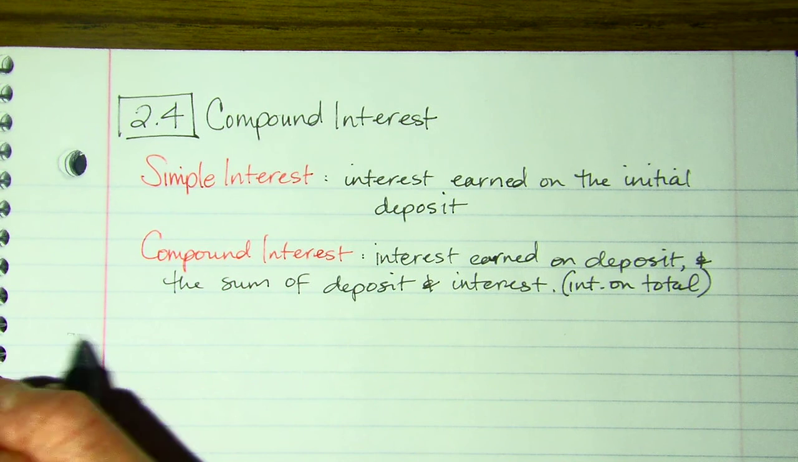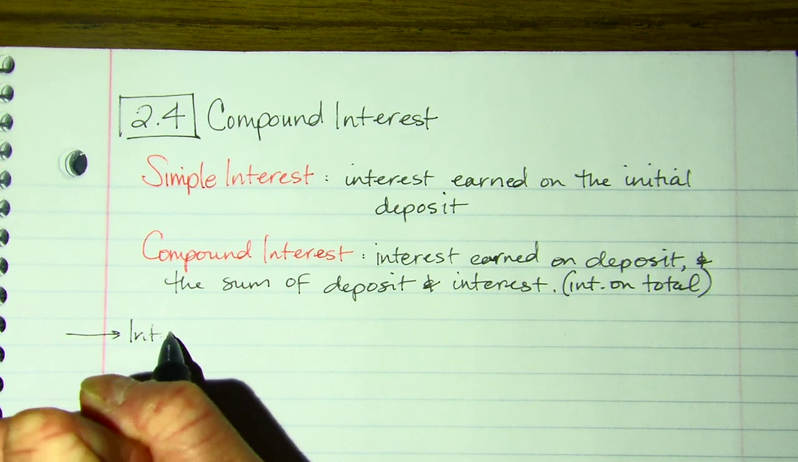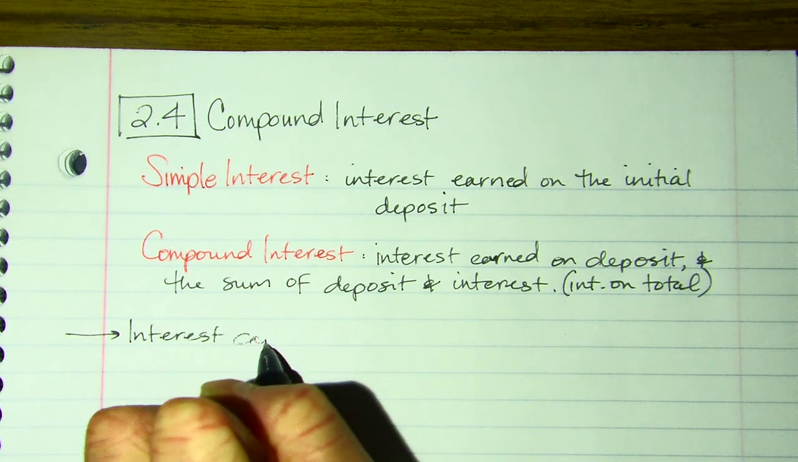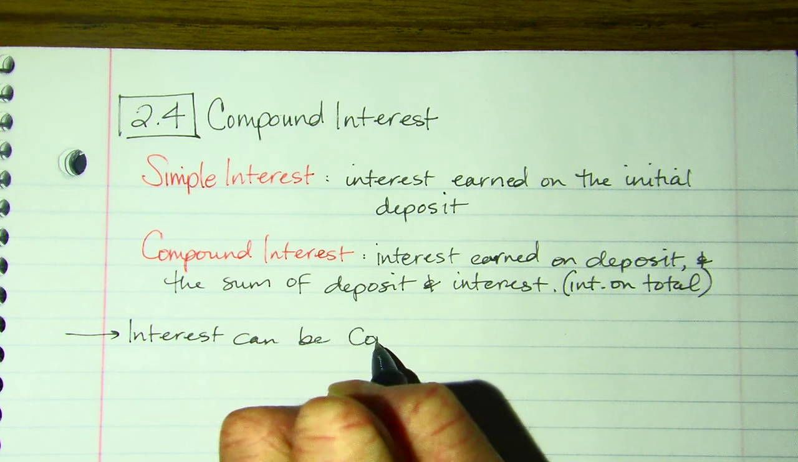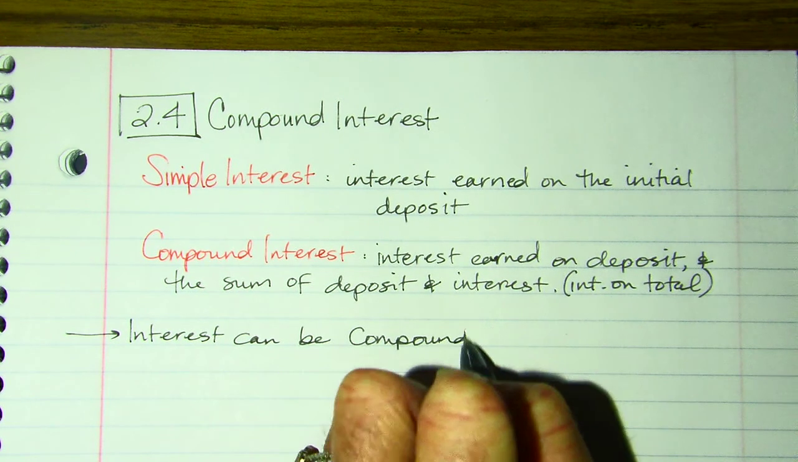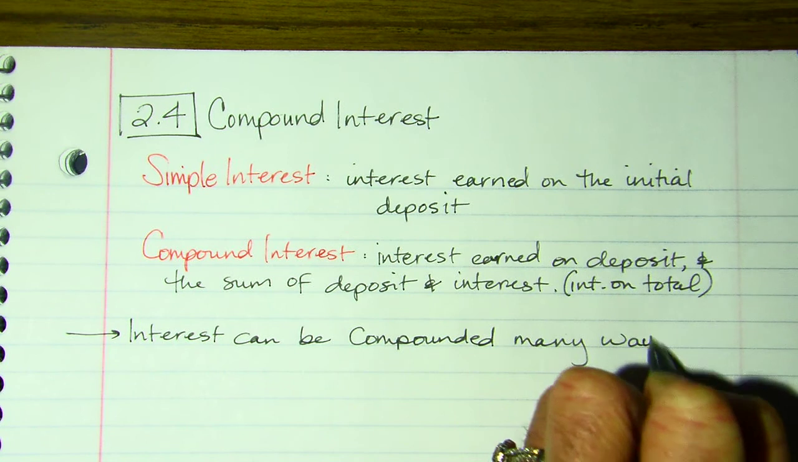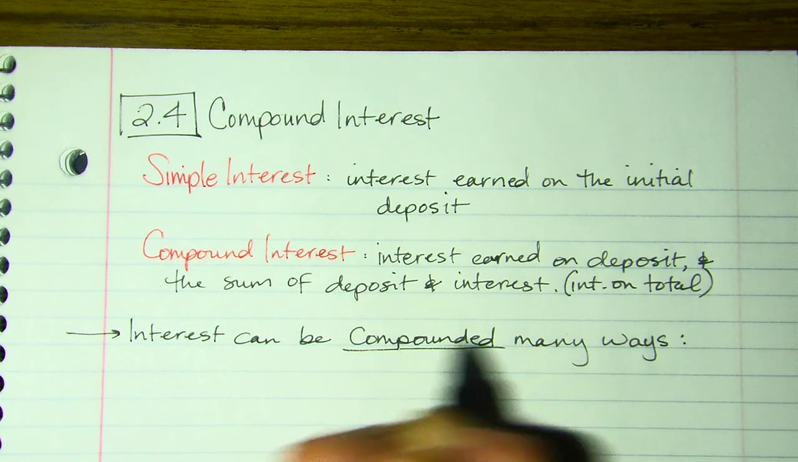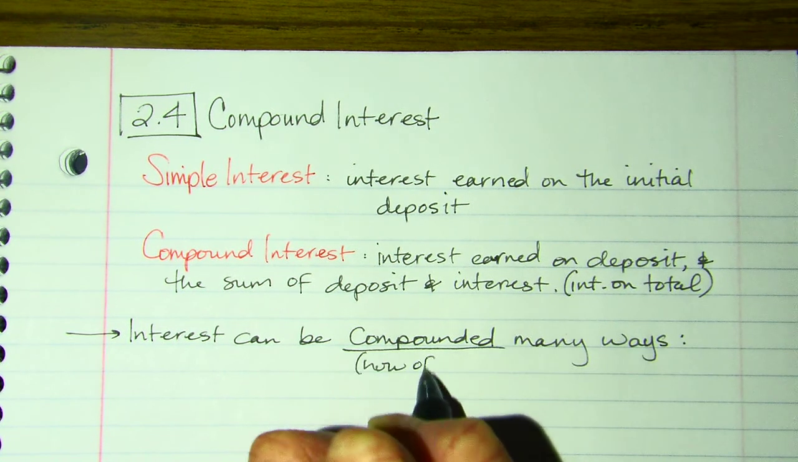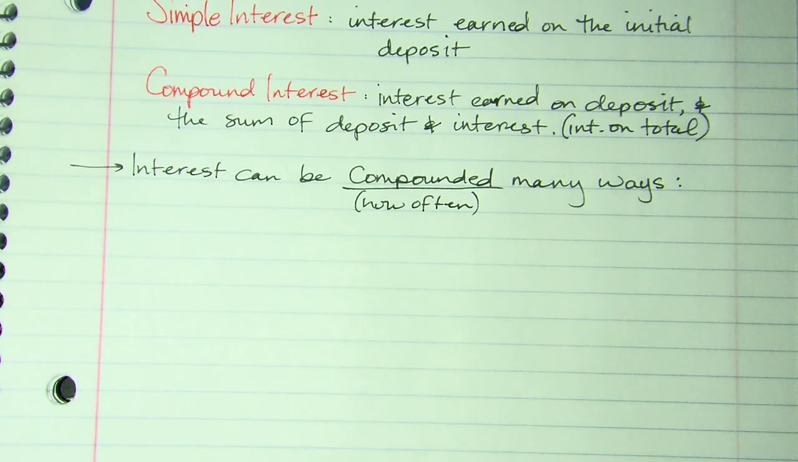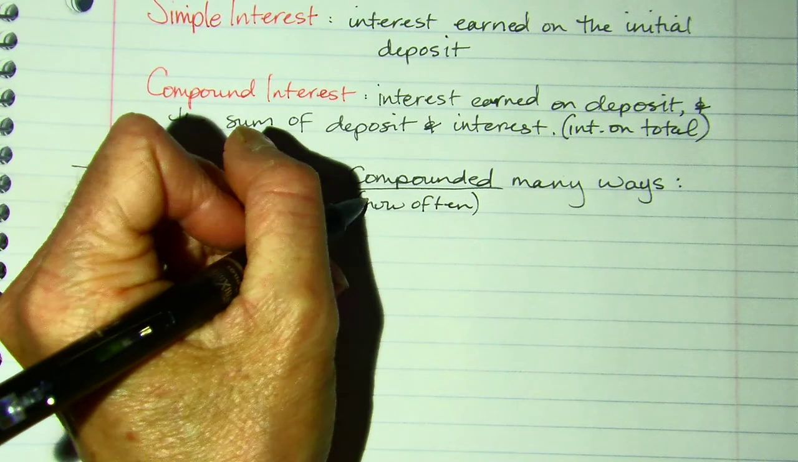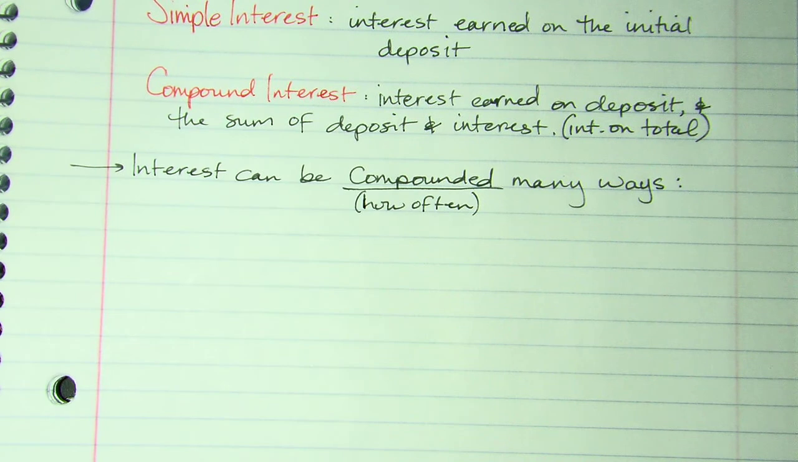Now, a couple of things. Interest can be compounded many ways. And when we say compounded, we mean how often. So picture it this way. You put your money in a bank. How often is the bank calculating your interest? And so that's the compounded part. How often is the bank calculating the interest on your money? And so it can be a couple ways.